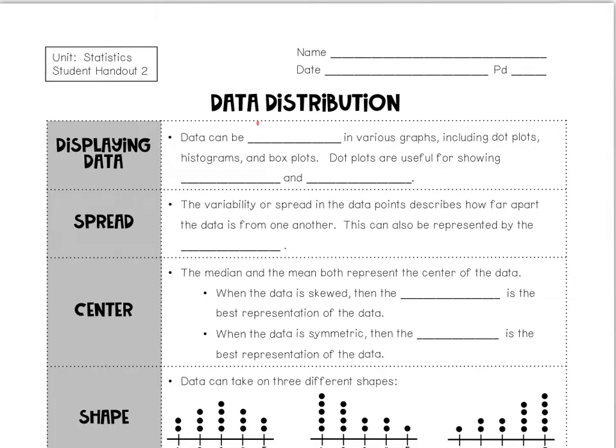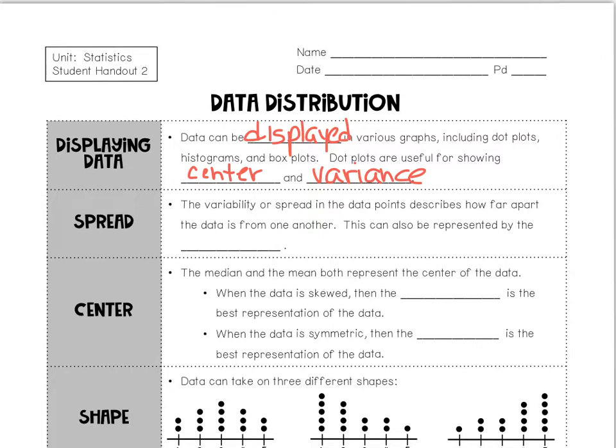So this first word is going to be displayed. Dot plots are useful for showing center, so center of our data, and variance. So variance would be, again, how does our data vary?